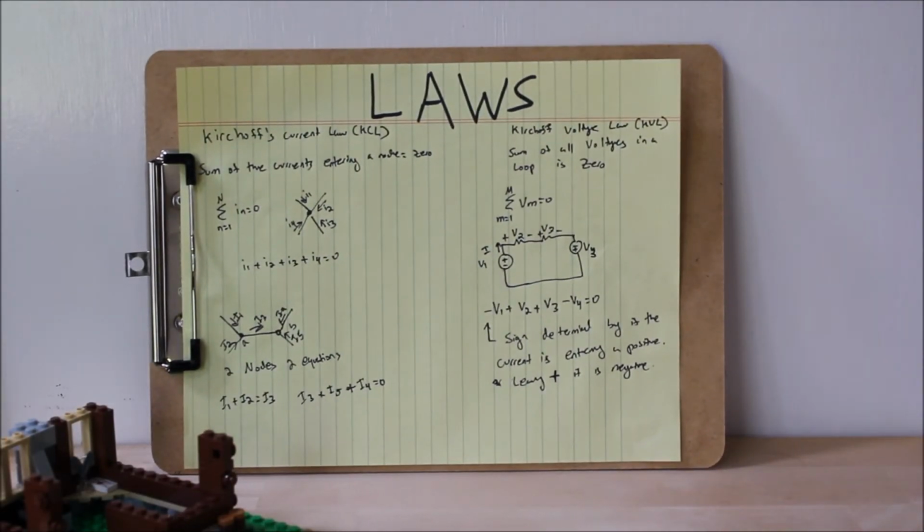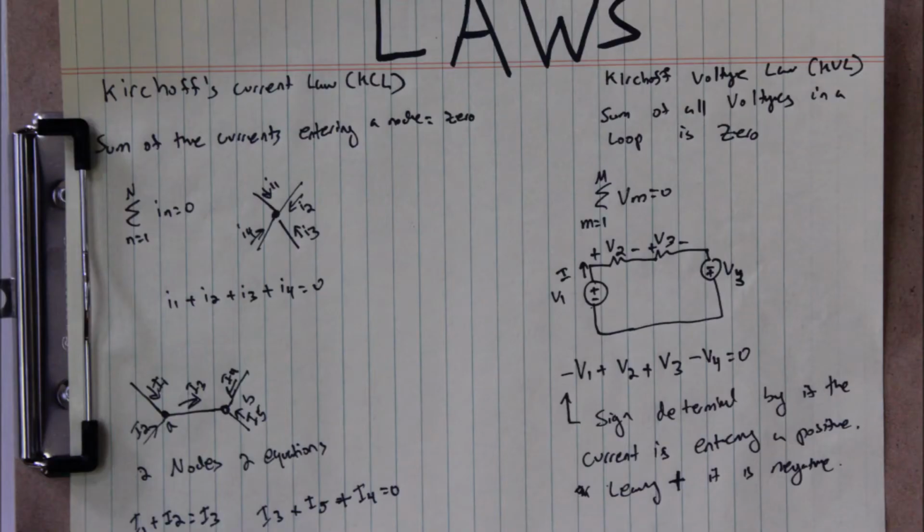We already saw Ohm's law, but there are two other laws that we use all the time in circuits: Kirchhoff's current law and Kirchhoff's voltage law. Kirchhoff's current law states that the sum of the currents entering a node must be equal to 0. In other words, the current entering a node must be the same as the current leaving the node. Kirchhoff's voltage law states that the sum of all of the voltages in a loop are equal to 0.